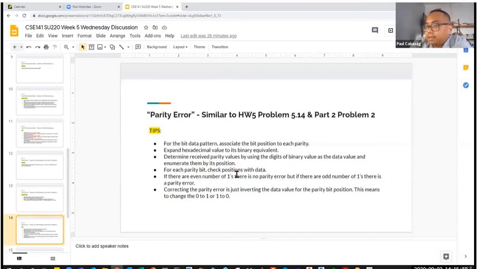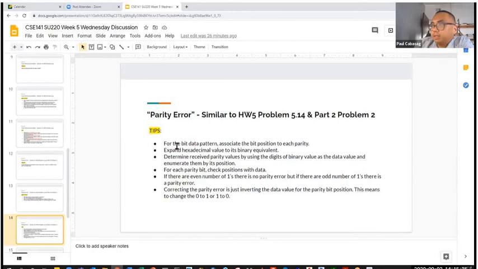I'll tell you guys. So once you see that there's a parity error, then you just invert that data. So if you have a 0 for that, then you make it into a 1, and if you have a 1, you make it a 0.